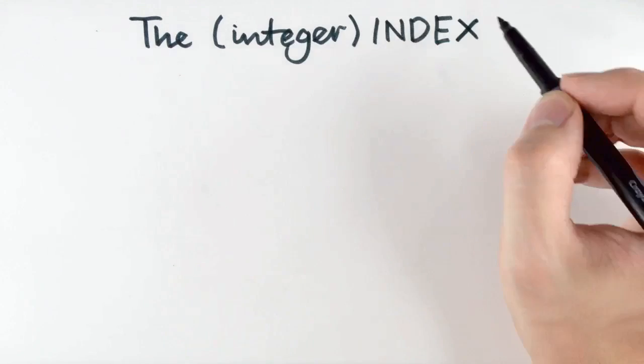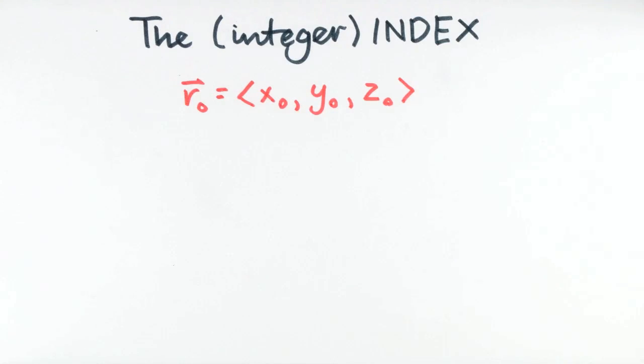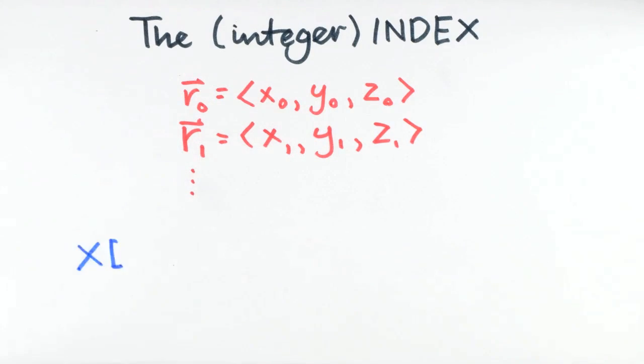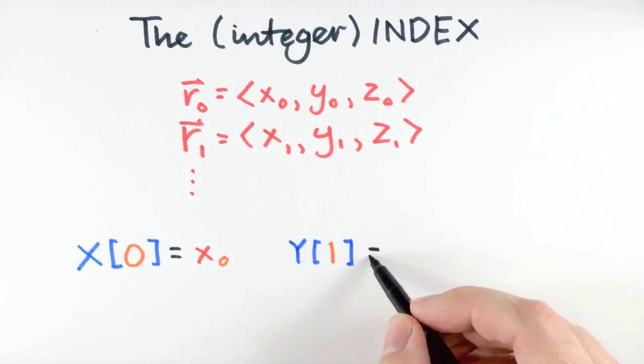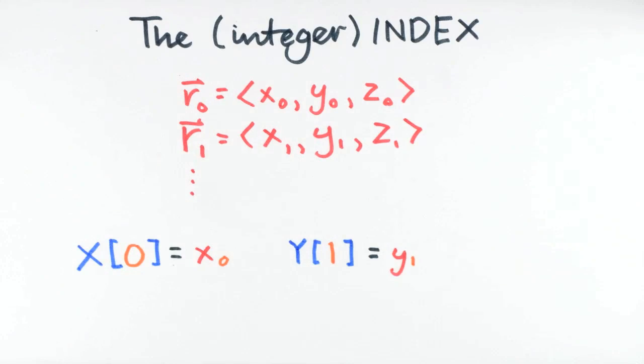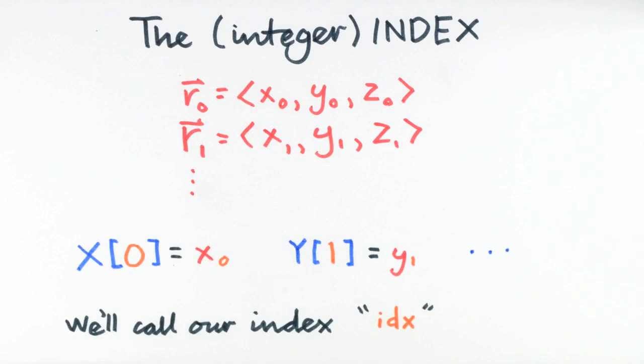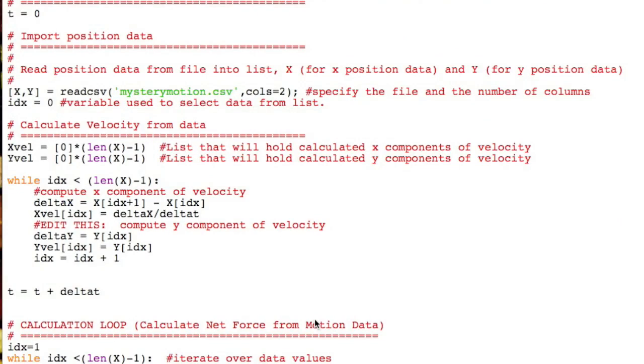You can think of the index as playing the same role as the subscript for position vectors, R0, R1, R2, etc. So, for example, the X component of R0 is capital X0. The Y component for R1 is capital Y1, and so forth. We will use a variable for the index, which we will call here IDX. Then we'll change that as we systematically calculate motion quantities.